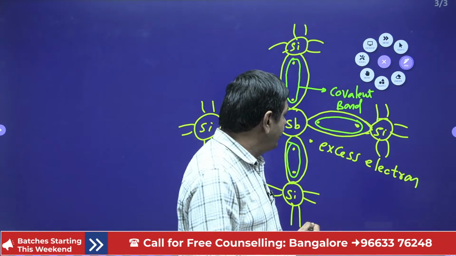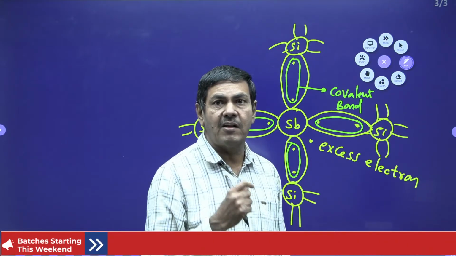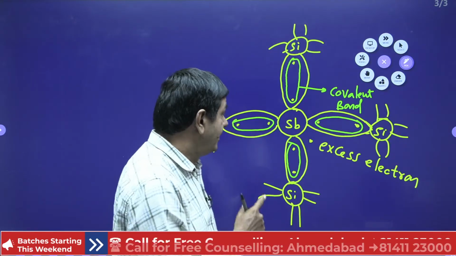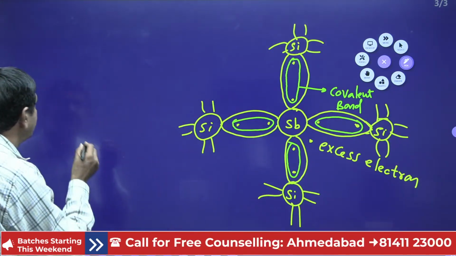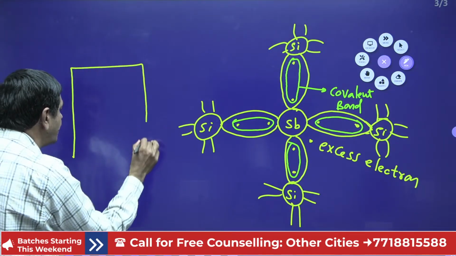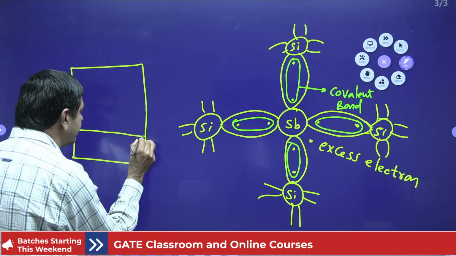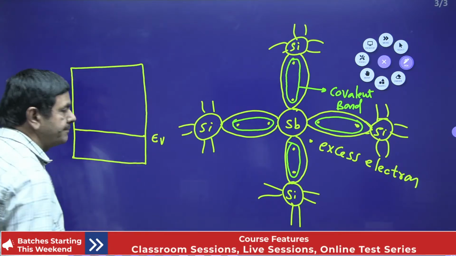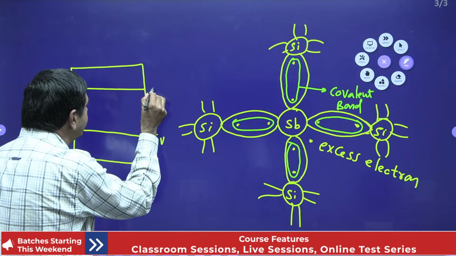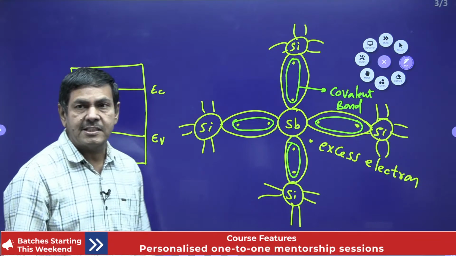But here, in the energy band diagram, these excess electrons will occupy the space at what particular point? Suppose you have taken an energy band diagram like this. You know very well, this is nothing but the valence band energy only. This energy we are going to call conduction band energy only, EC we can write.